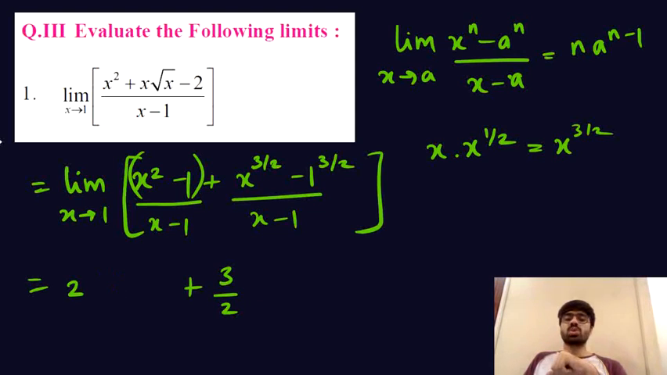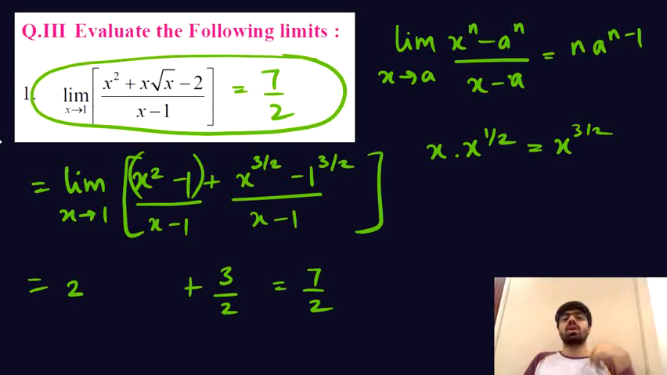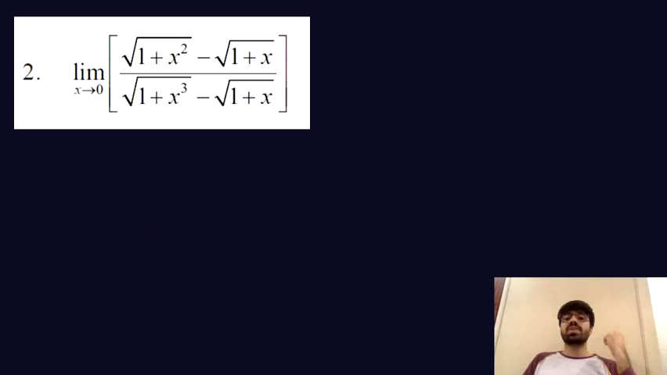So the final answer is 2 plus 3 by 2. That will be equal to 4 plus 3, which is 7 divided by 2. And that is the value of the expression that you have. That's the value of the given expression. Go ahead with the second one.